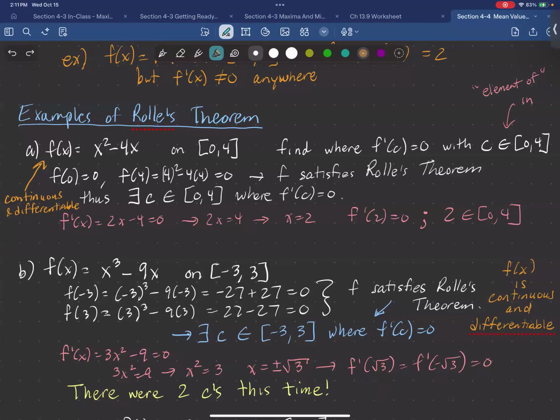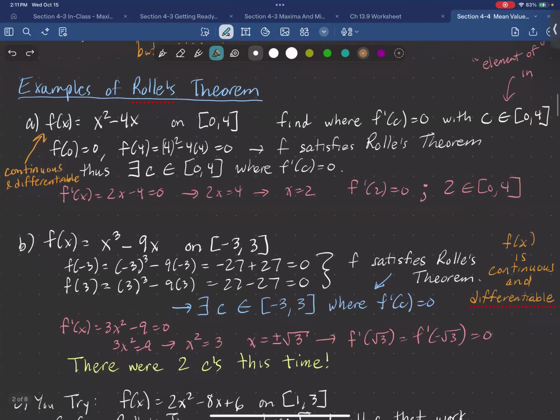All right. Let's give you another one to try. f of x equals 2x squared minus 8x plus 6. We're going to do it on 1 to 3. Pause the video, work it out.